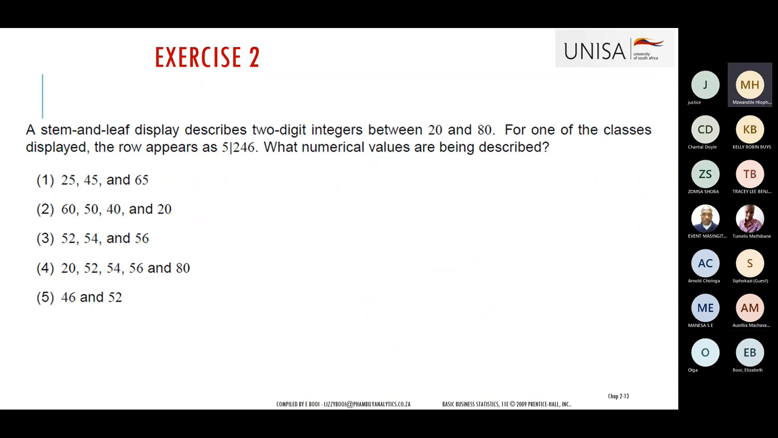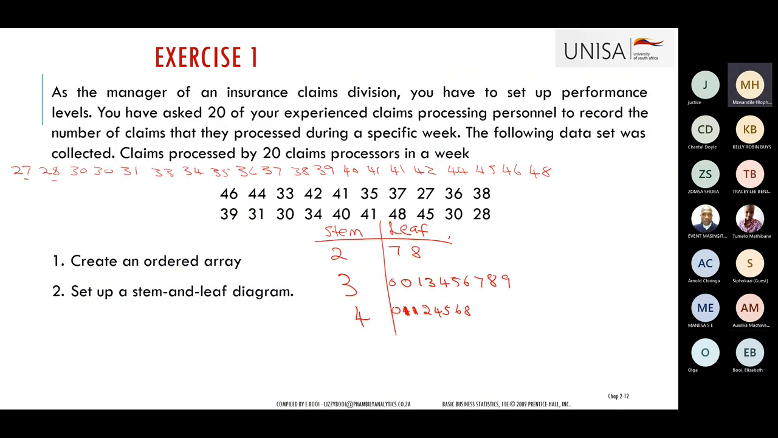Sorry, it's just Liz. Yes. If, for example, in an exam, they ask us in this example how many leaves there are, would we count the zeros as part of the leaves? Yes. Remember that they will not ask you how many leaves there are, but they will ask you how many data you have. The zeros are not zeros. Remember, that is a 30. It's a number. So it's not a zero.